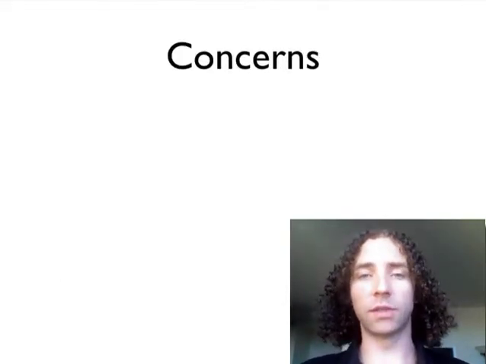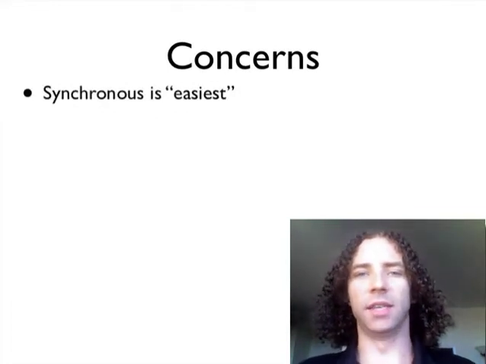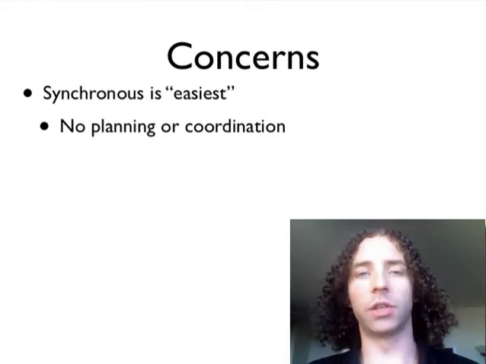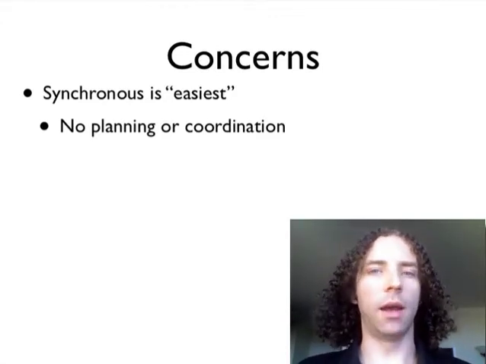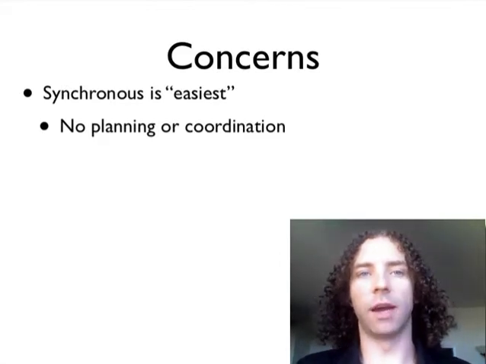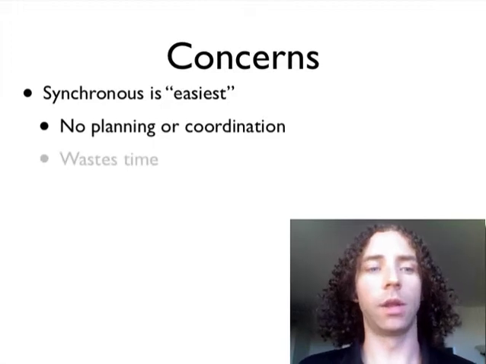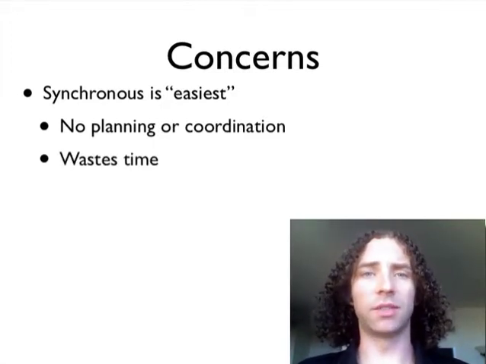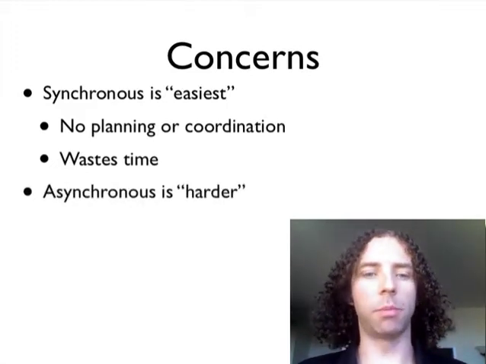But there's a bunch of concerns that come along with these things. For example, synchronous is the easiest case. It's just do one thing, then another. You don't require any planning or coordination. In fact, in this example, it doesn't even matter which order you do things in. Everything will take a certain amount of time, and that's just the reality of it, and that's fine. Just get it done. The problem is, of course, it wastes a lot of time, because some of these operations don't require your direct attention. So doing them one at a time could be a problem.